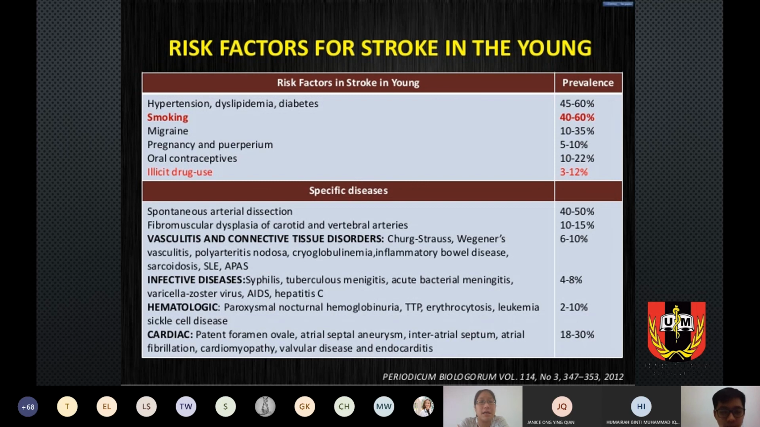Dyslipidemia, diabetes, and hypertension are usually for ischemic stroke. If you have hypertension, then it's a higher risk for you to get hemorrhagic stroke if it's not controlled. Diabetes and dyslipidemia, we will screen anyhow if you have a hemorrhagic stroke, but they are not direct risk factors.